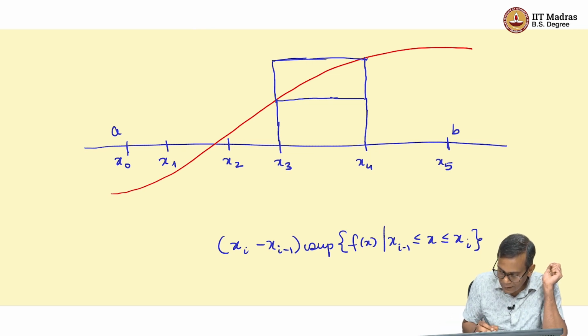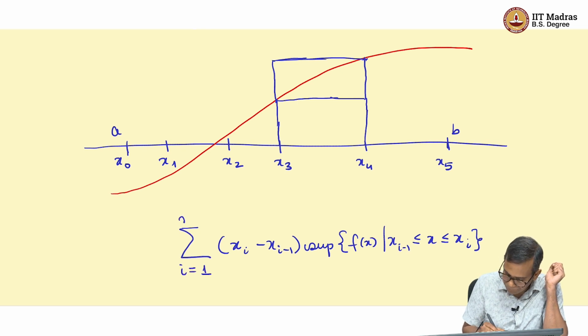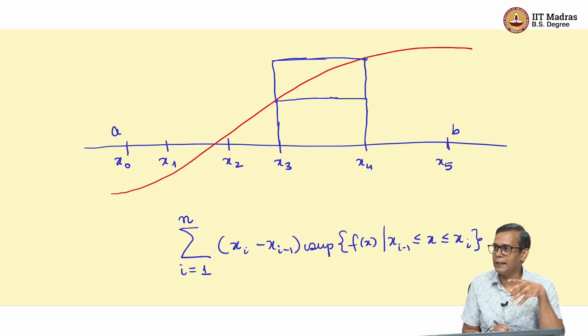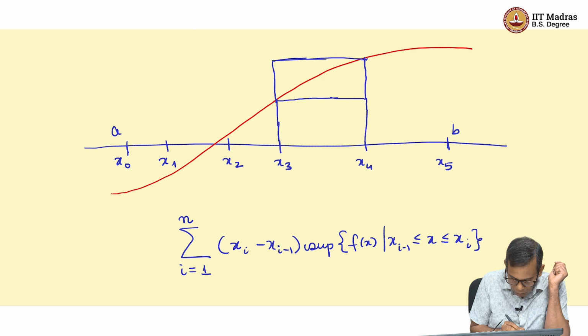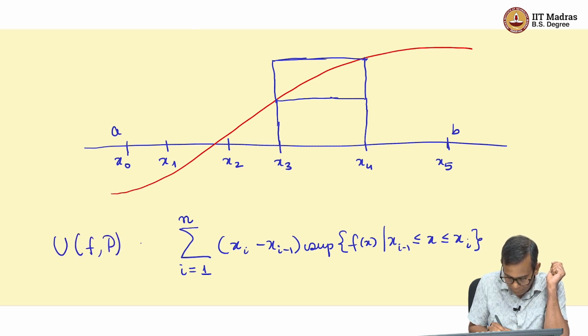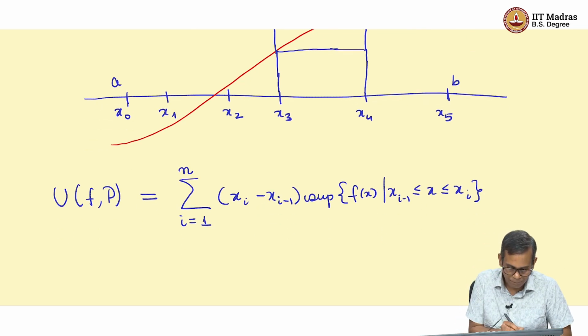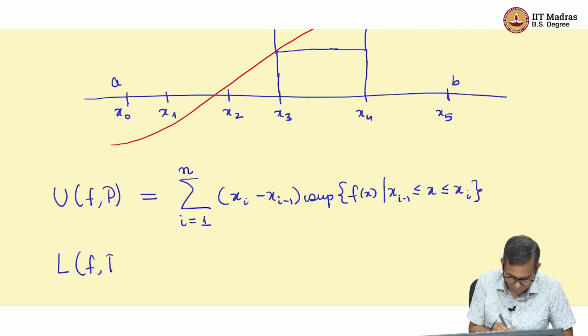And then I can just sum this over i, as i goes from 1 to n. So this gives me an upper bound for the area under the curve. I'll call this U(f, P). And similarly, I can talk about L(f, P). I just replace supremum by infimum.